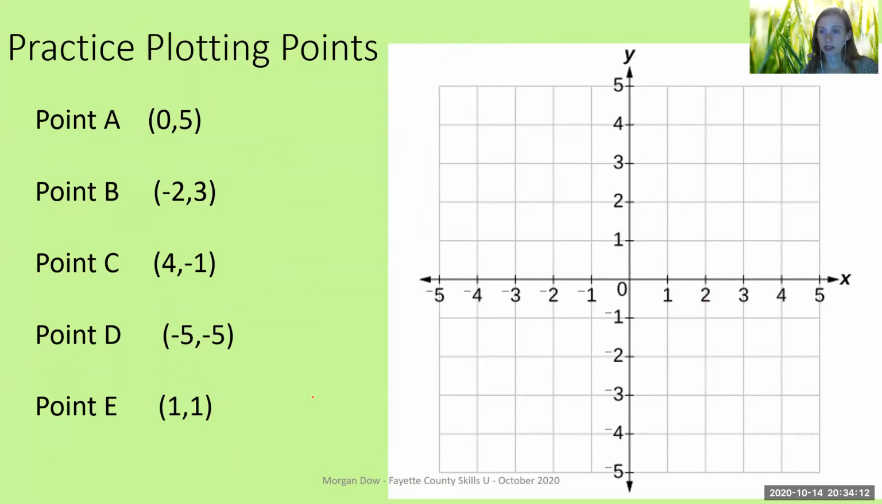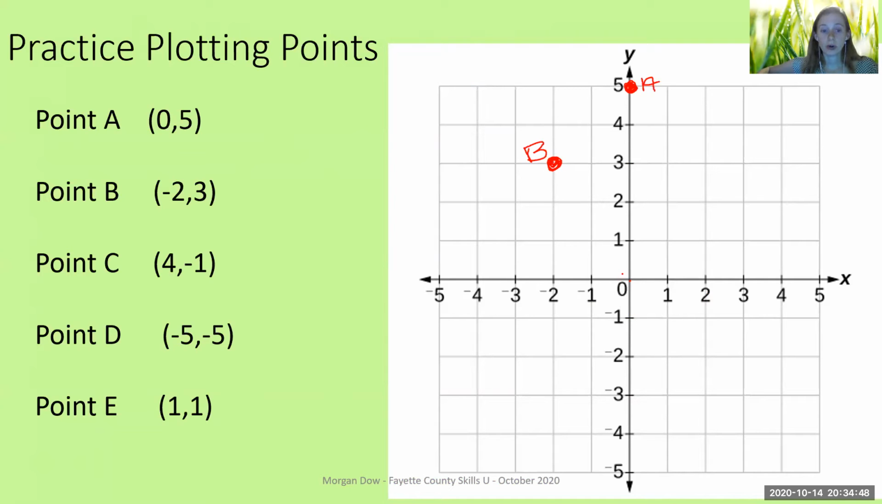All right, so next we're going to get some practice with plotting points. Plotting means putting it on the graph. So our first point, we're calling it point A, is at (0, 5). So I'm going to be at 0 on the x-axis and then up at 5 on the y-axis. So this would be point A. Point B is at (-2, 3). So I'm going to go over to -2 on the x and up to 3 on the y. So this would be point B.